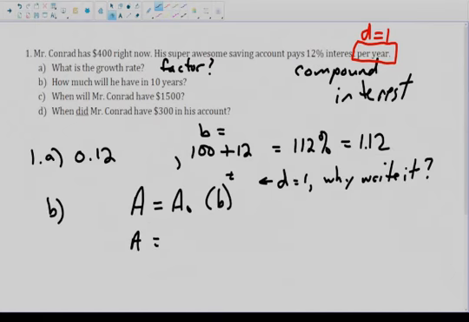So our initial amount was $400. Our growth factor is 1.12, and our power is 10. And I'm going to let chat figure this one out for me, and I'm going to trust that your answer is correct.